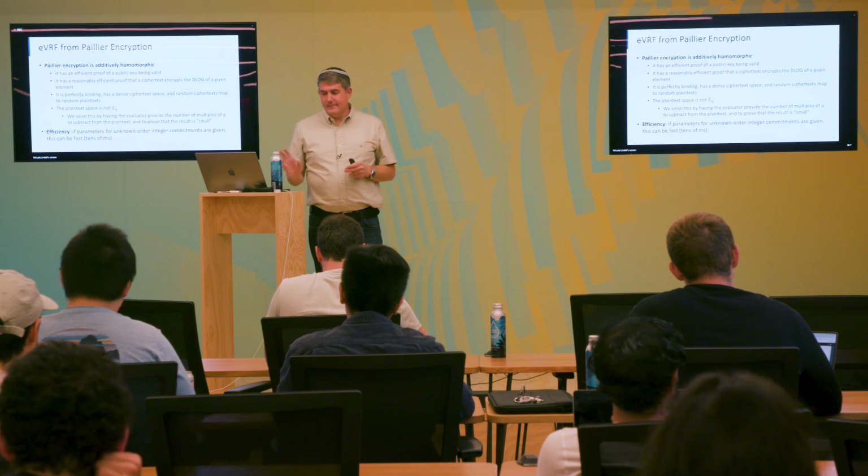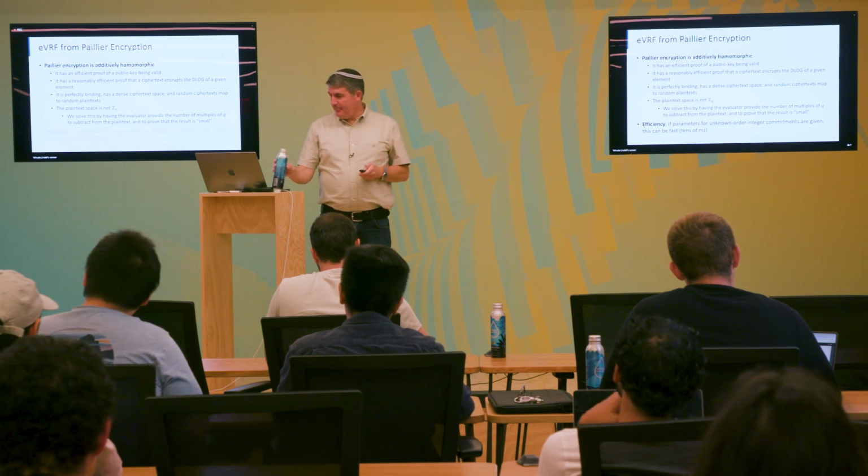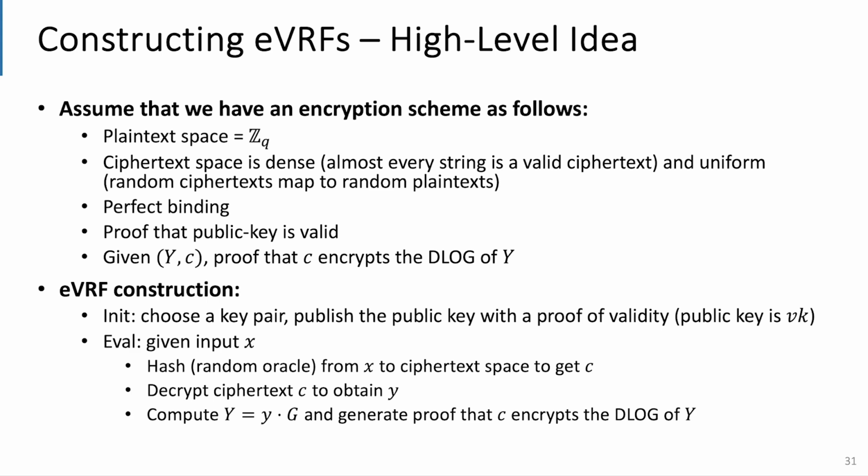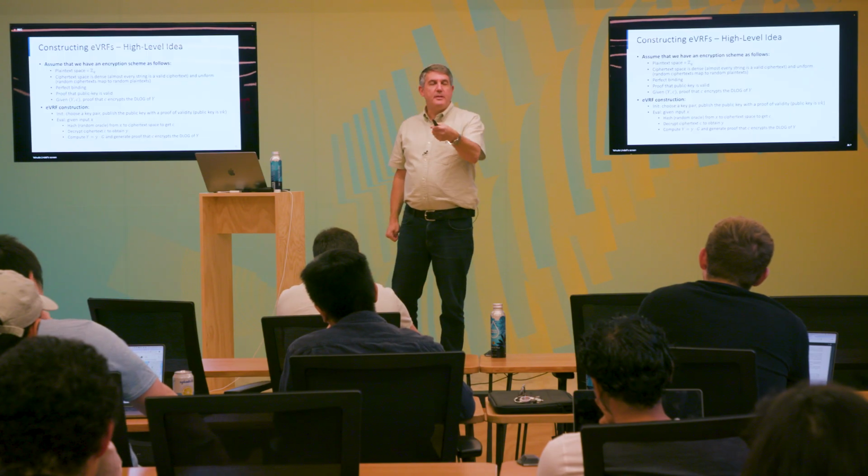Yes, Abi? Can you just go back one slide? What was the last proof you need to make? So you decrypt H of x. That gives you y. You compute Y, and then you prove that the hash of x, which is the ciphertext, encrypts the discrete log of Y. It's the same proof as in Lindell 17 in key generation. You're proving that I'm encrypting the correct value.